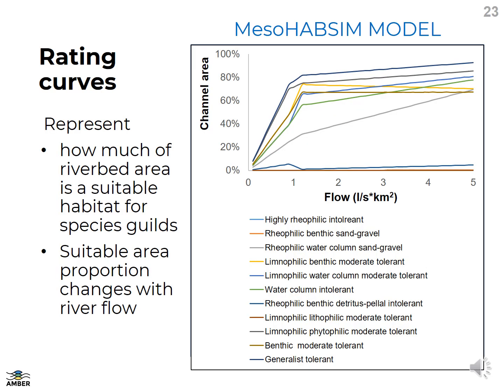The amount of suitable area for each species at any given flow that has been measured is plotted in this diagram and then used to develop habitat rating curves. The rating curves present how much of the channel area is suitable for any given guild at specific flow conditions.